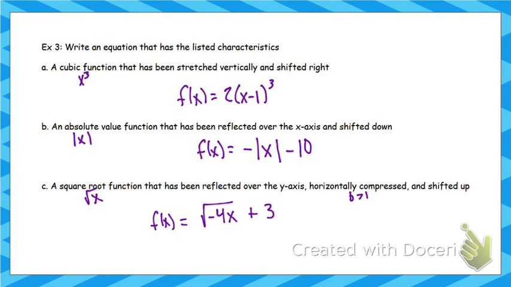All right, so that is a little bit of a review over transformations. Again, remember, the horizontal stuff is going to be in the parentheses near the x. The vertical stuff is outside the parentheses.